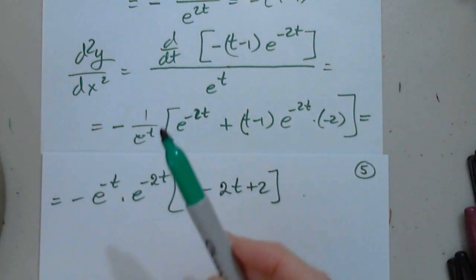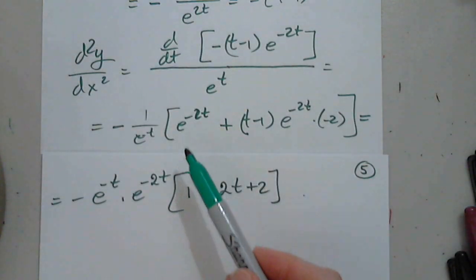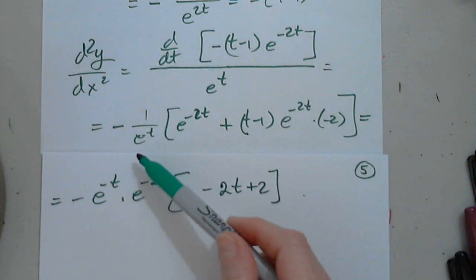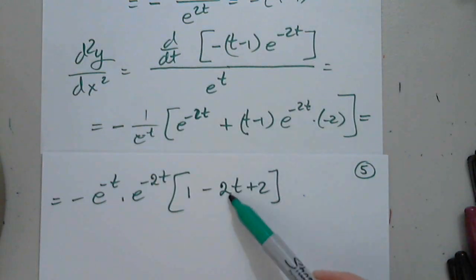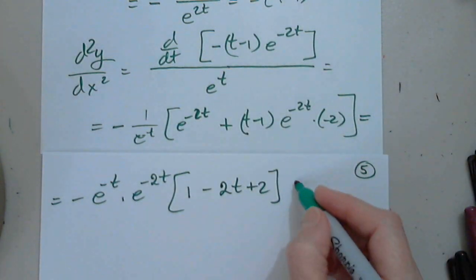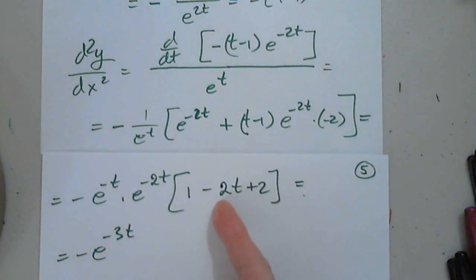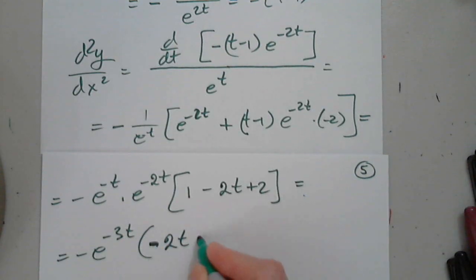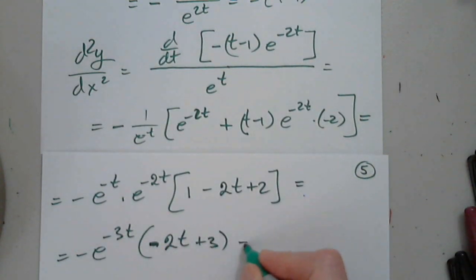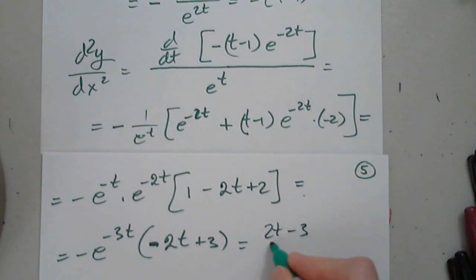So we factor out e to negative 2t, it's outside. I have 1 from here. This is out. I distribute negative 2 to t and negative 2 to negative 1. So negative 3t. And this is negative 2t plus 3. Negative 2t plus 3. And now I'll put the negative back. And I have negative 2t minus 3 over e to 3t.